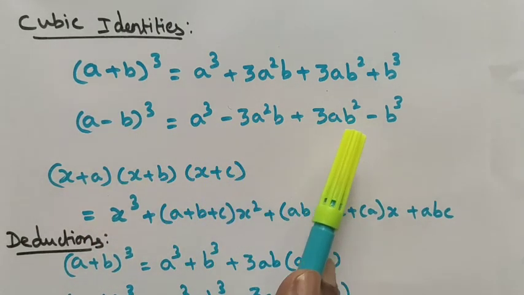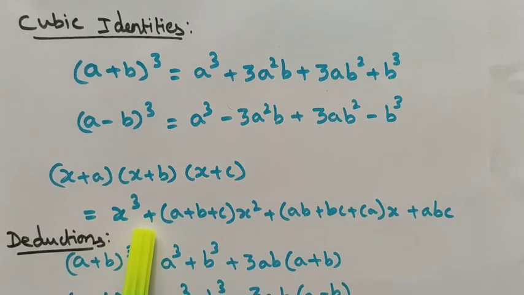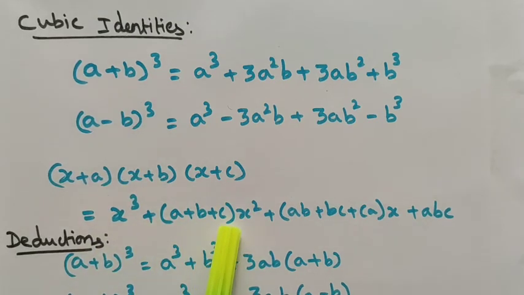Plus, minus, like this. And then x plus a into x plus b into x plus c is equal to x cube plus of a plus b plus c into x square plus of ab plus bc plus ca into x plus abc. And we have the deductions of identities also.